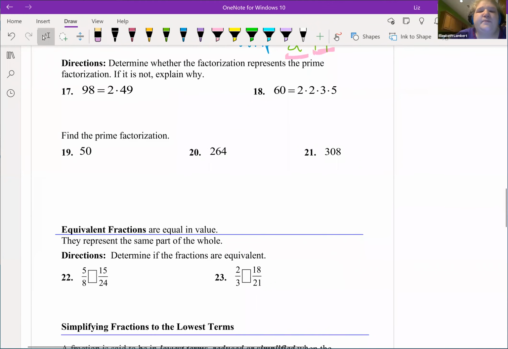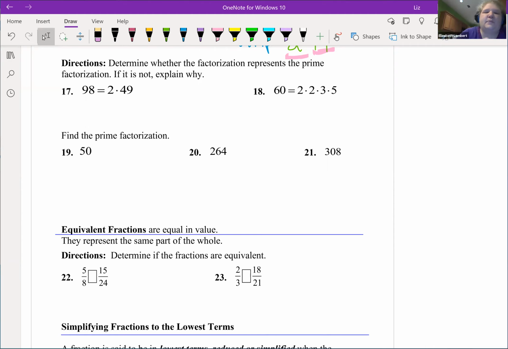Okay. Now we're going to look at 17 through 21. So 17 and 18, determine whether the factorization represents the prime factorization. If it does not, explain why. Oh joy, a math question asking for words. It's okay. We just have to be able to articulate in some way, shape, or form. It doesn't necessarily have to be grammatically correct. It just has to be something that I understand what you were trying to say.